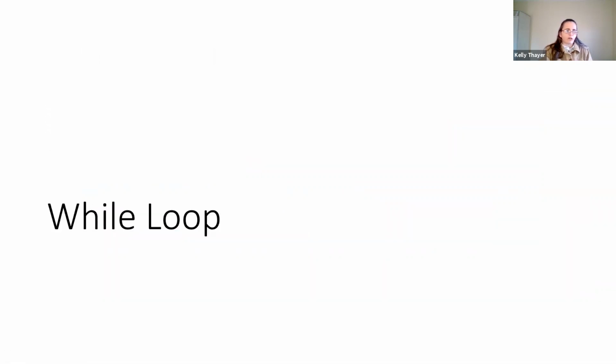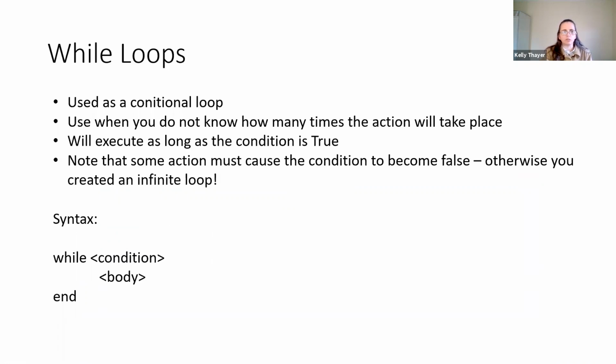So we also have other kinds of loops. We also have the while loop. In a while loop, we can use this as a conditional loop. You use it when you don't know how many times the action will take place before you get started. It will execute as long as the condition is true. Note that some action must cause the condition to become false. Otherwise, your loop is going to continue infinitely, which is probably not what you want it to do.